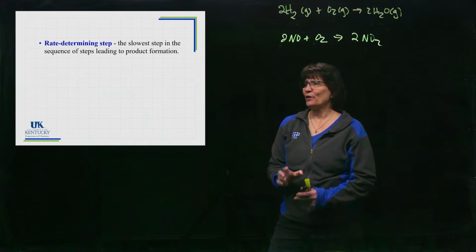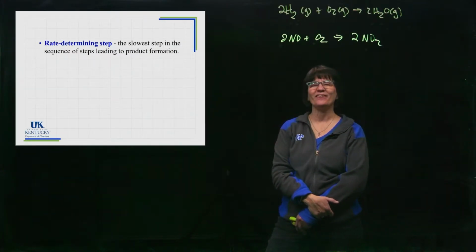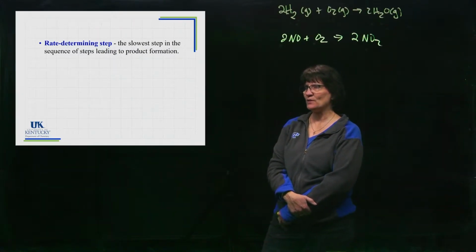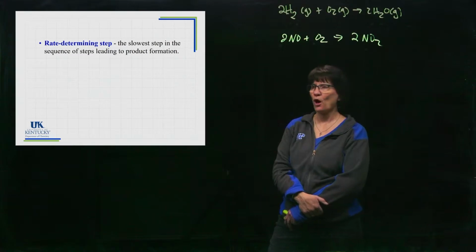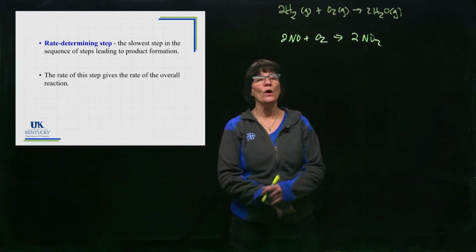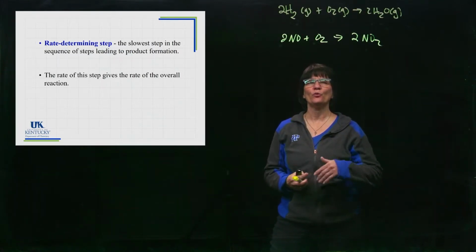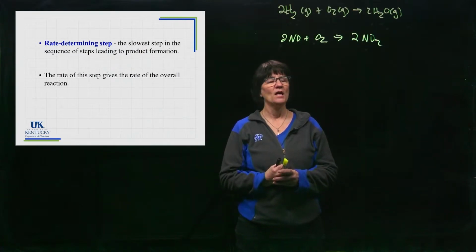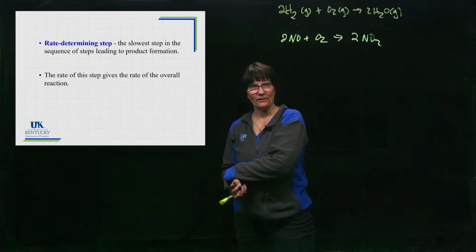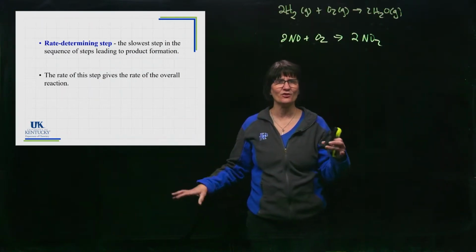Now, when you have a series of reactions, one of those steps is going to be the slowest step, and we call this the rate determining step. The slowest step in a sequence of steps leading to product formation. When you know the slow step, that is what determines the rate of the overall reaction. So, if you're on a production line, there's all of these steps that have to take place. It can only come off the end of the assembly line as fast as the slowest step.